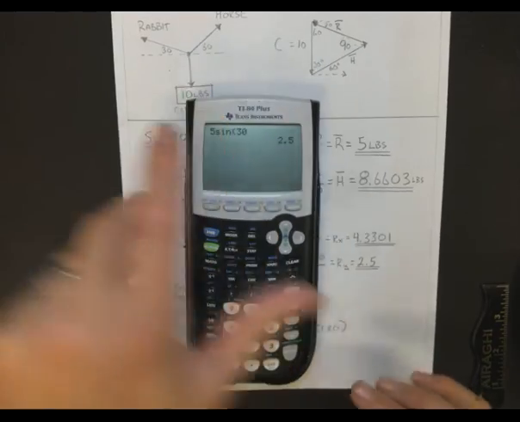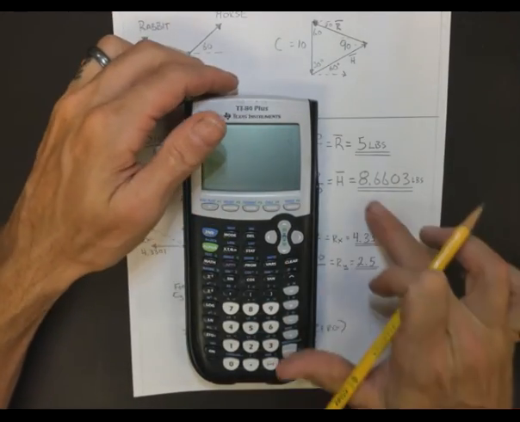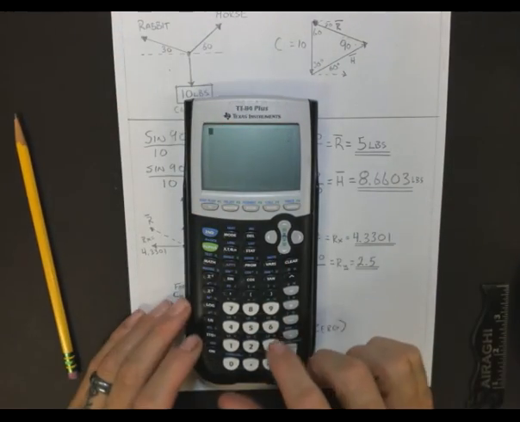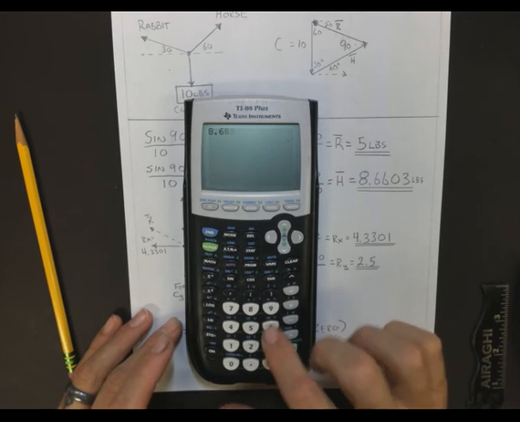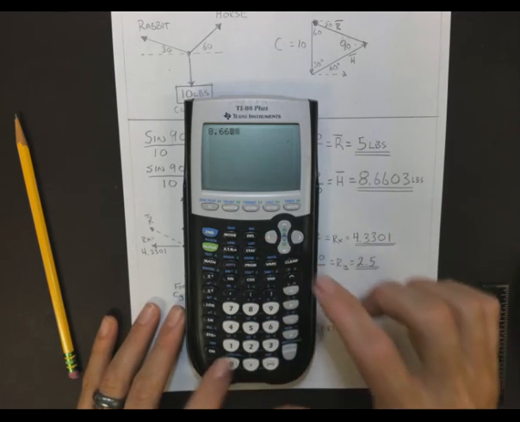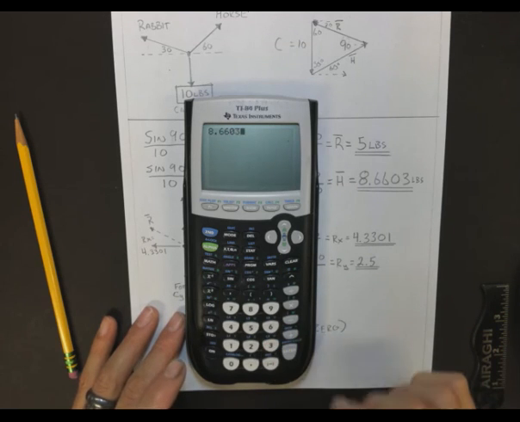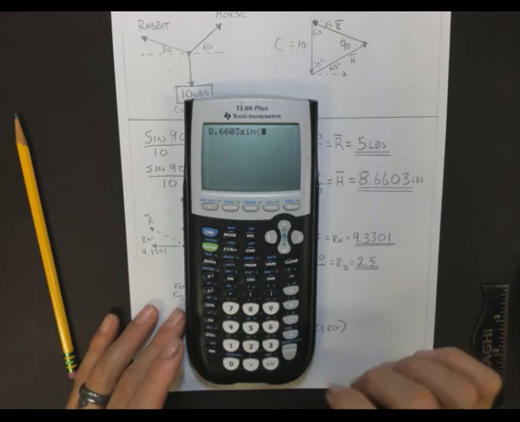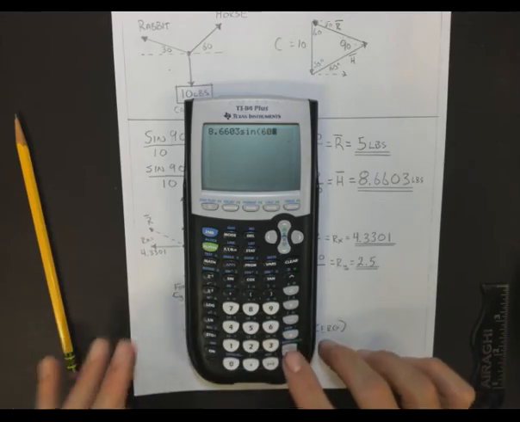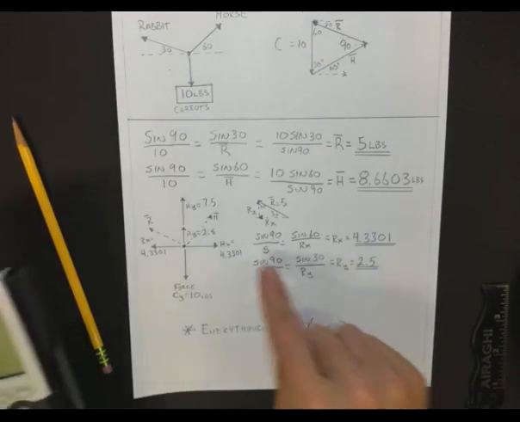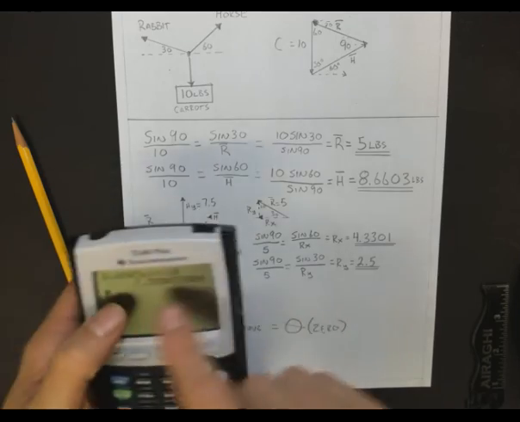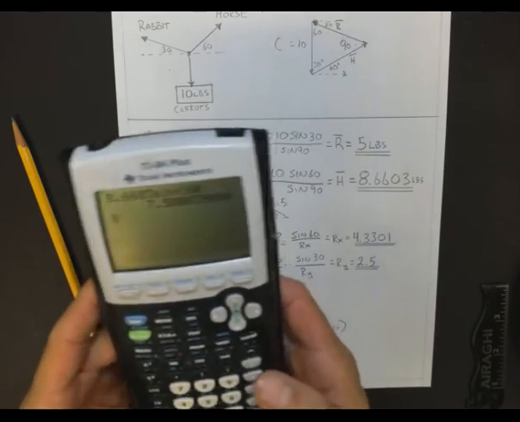And the last thing I'm going to do here real quick is I'm going to use that number, 8.6603 sine 60, which is 7.5. I know, don't worry about all that other stuff. That's because I rounded it off.